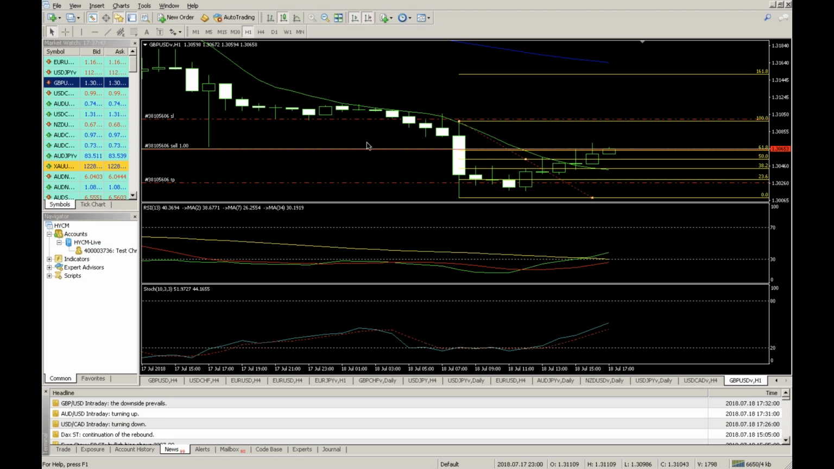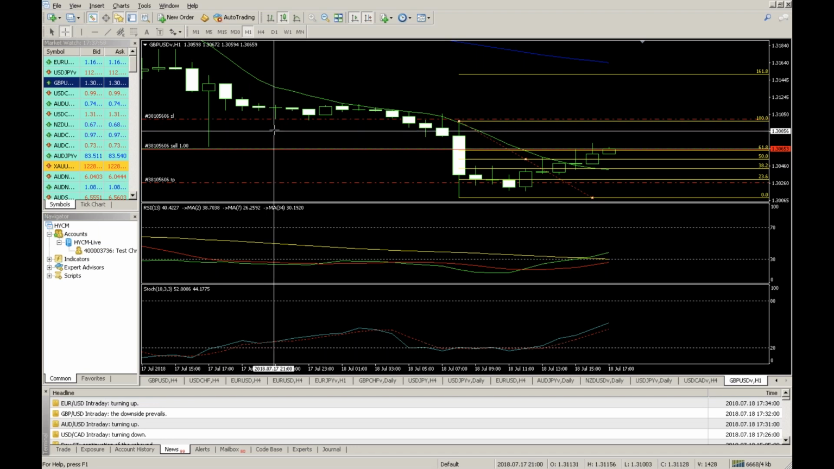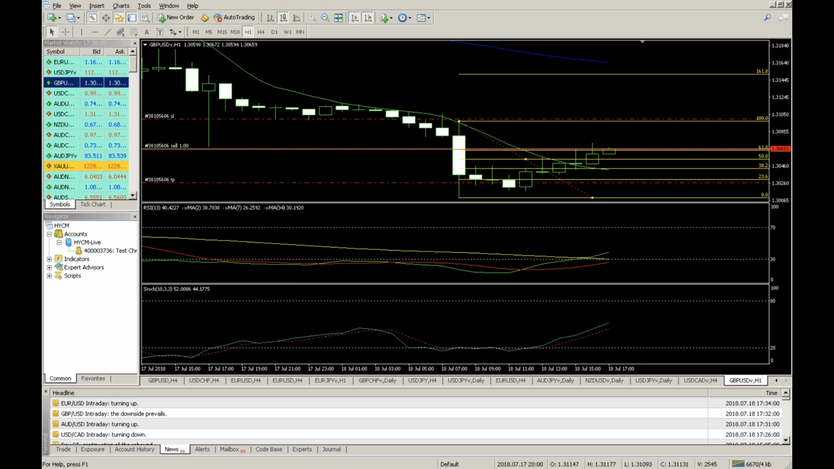One thing that I would say about using this tool as well for your stop placement. What you could do is, obviously, you put your stop there, but some people will use the 78 level as an alternative stop, because if price gets that high, then it's possible that it's going to keep carrying on.